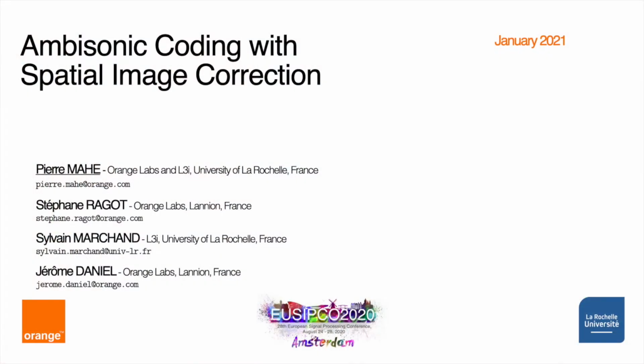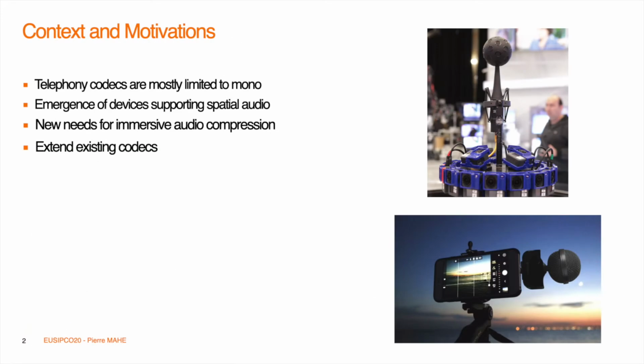So let's begin with a little bit of context and motivations. Currently, the telephonic codecs are mostly still mono. However, more and more devices support spatial audio with dedicated devices but also with smartphones equipped with more than one microphone. Besides, new spatial audio applications emerge such as virtual or extended reality. Because building a whole codec is very complex and time-consuming, our approach is to reuse existing core codecs.